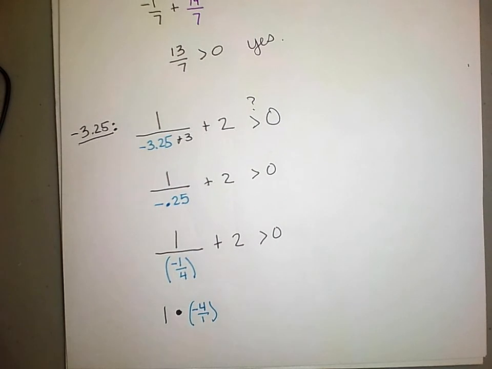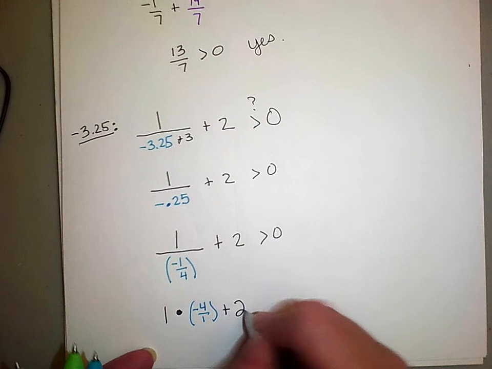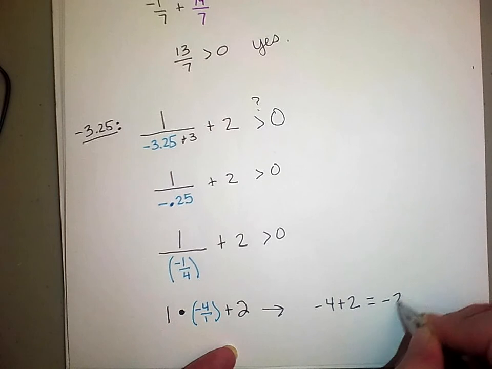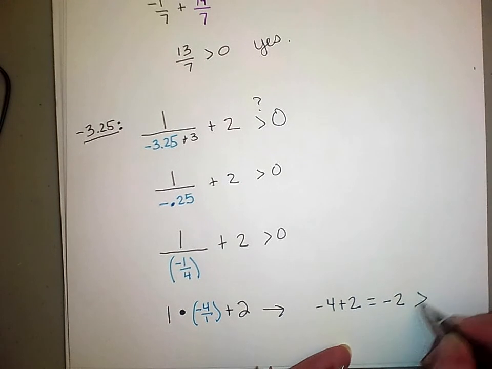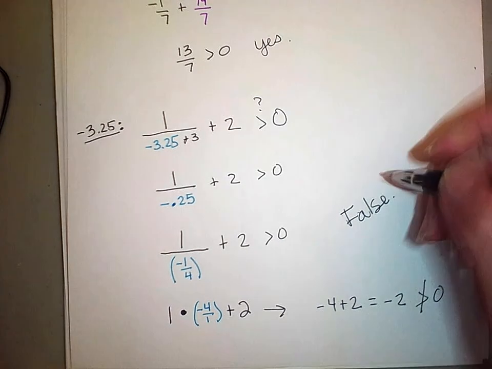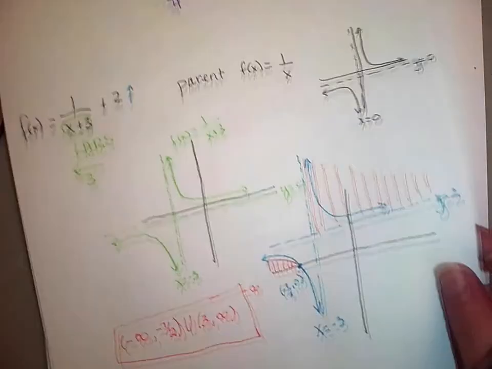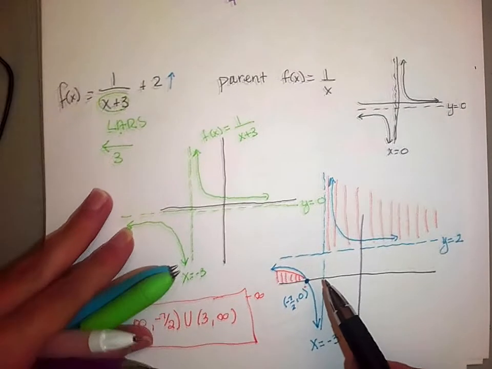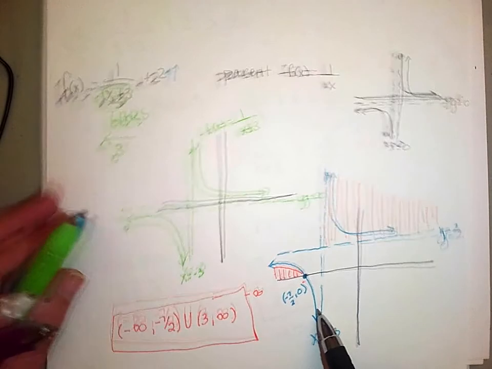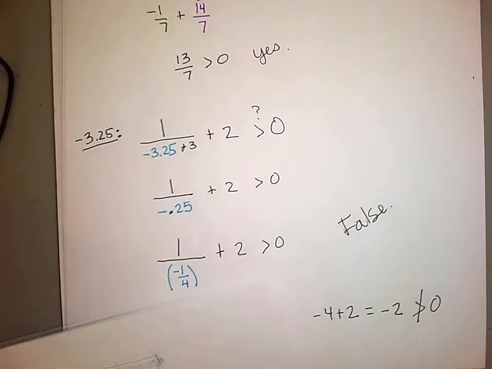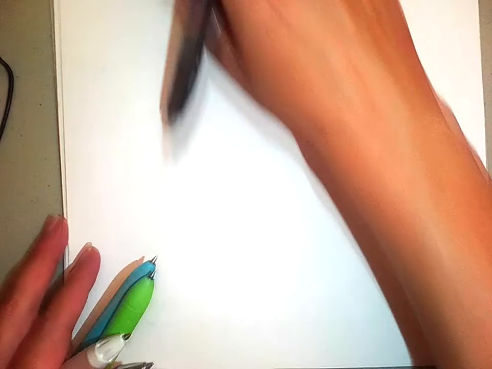Okay. And now, when you're dividing with fractions, it's the same thing as multiplying by the reciprocal. Okay. So this is negative 4 plus 2, which is equal to negative 2. And negative 2 is not greater than 0. So it is false. And that's what we saw graphically. In between here and here, the graph is below 0. Okay, so it was false on that interval.